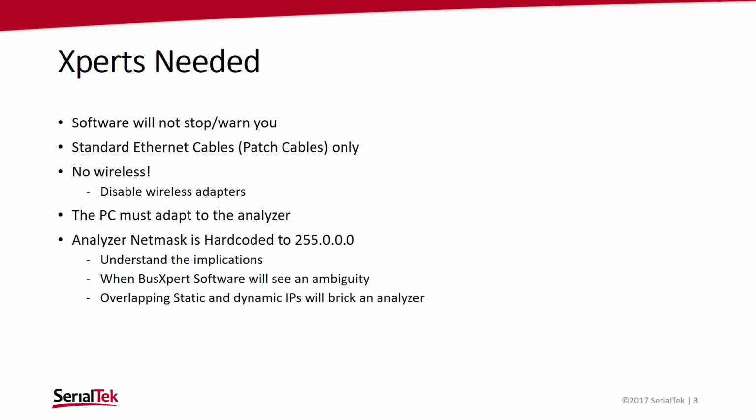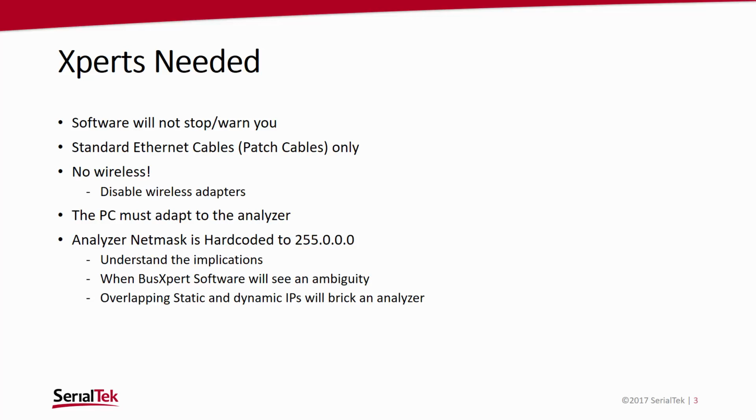hardware. Next, we note that the analyzer or jammer netmask is hard-coded to 255.0.0.0. It's extremely important that the implications of this netmask are understood by the person that is setting up the network to support the SerialTek product. If the meaning or the implications of this netmask are not well understood, please contact your IT department or SerialTek support and we'll help point you in the right direction.